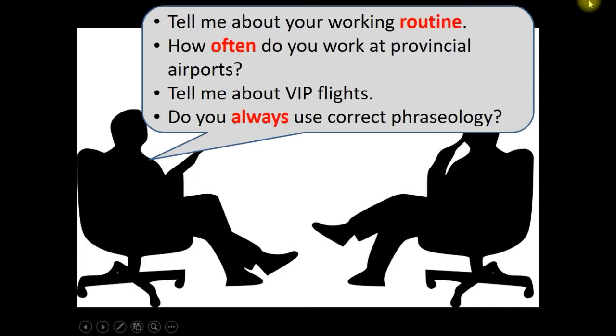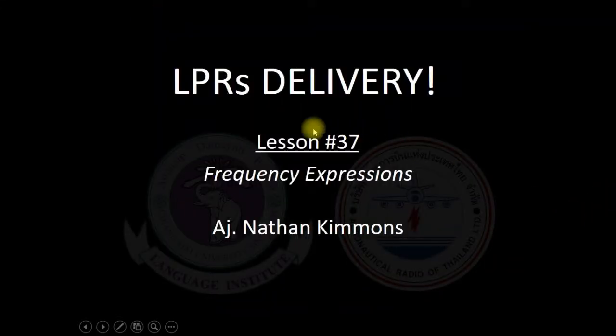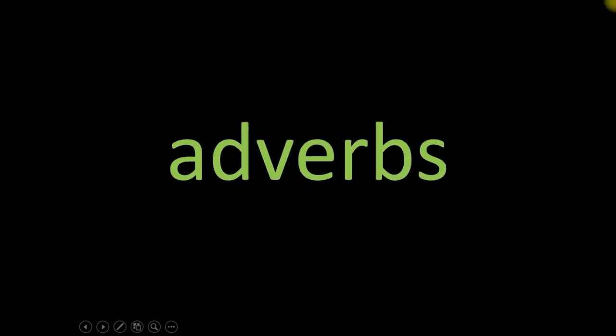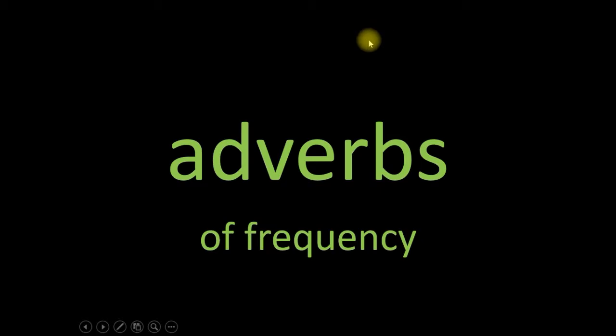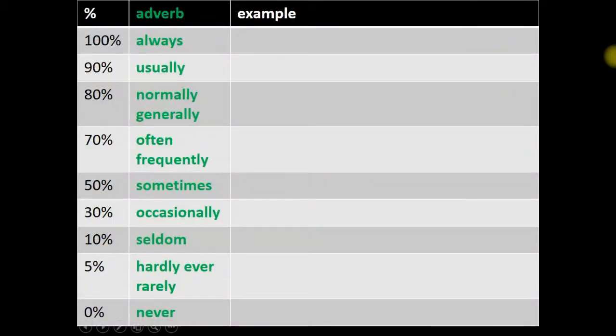In these questions, we see words like routine, often, and always. To answer these questions properly, you need to be able to describe frequency in English. So this lesson is about expressions for frequency. Most frequency expressions are adverbs. So if you haven't seen the last lesson about adjectives and adverbs, please review that first and then come to this lesson. To get started, we'll talk about adverbs of frequency like these.